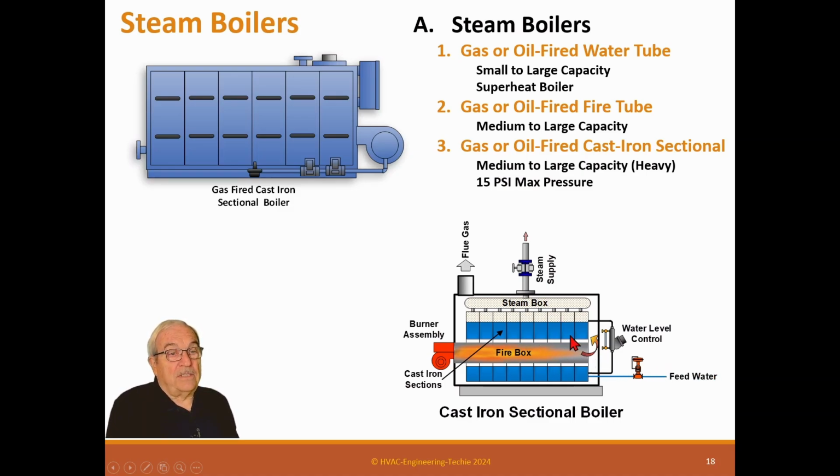Now, the reason cast iron sectionals were used is cast iron is heavy and absorbs a lot of heat and transfers heat pretty well. So it can store a bunch of heat in the cast iron, makes it hot. The only thing about cast iron, they're low pressure. 15 psi should be the maximum pressure you ever put a cast iron sectional under. The tube boilers, whether it be water tube or fire tube, can take more pressure. Water tube boilers can be the highest pressure.